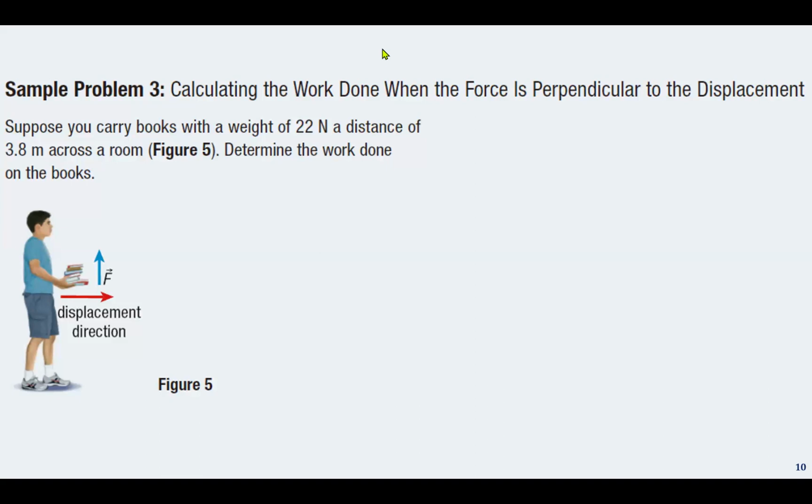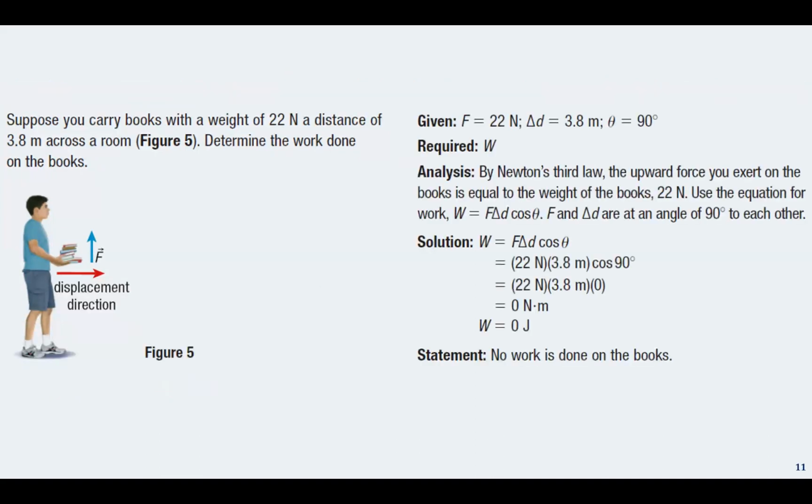Okay, have you finished? What's the result here? Okay, so note here the work done by the force is given by F delta D cosine theta, right? So in this case, the angle between the force and displacement is 90 degrees. So cosine 90 degrees equals 0. That means no work done on the books. Okay, any questions?